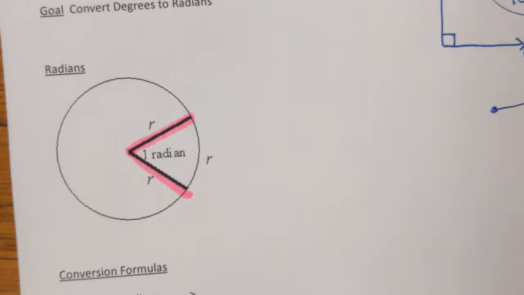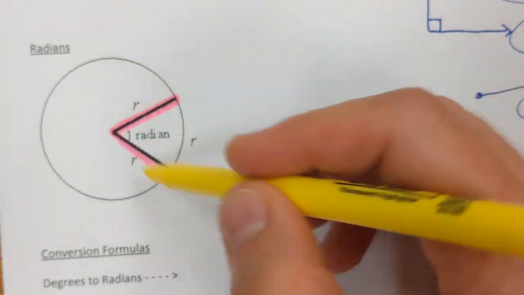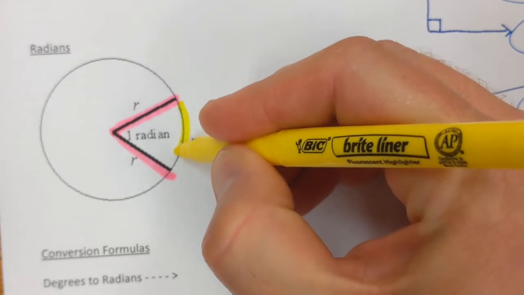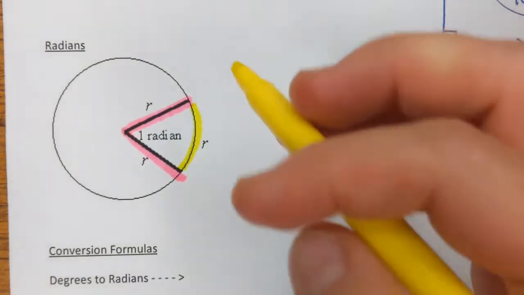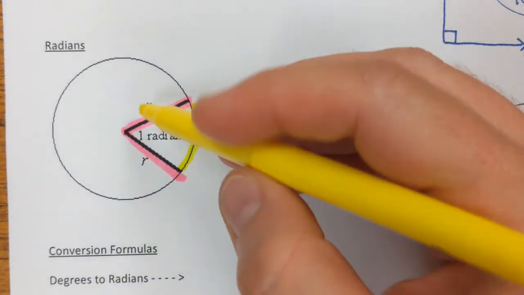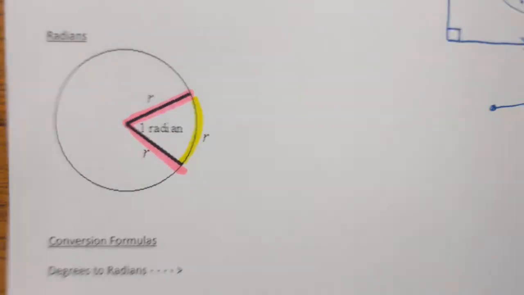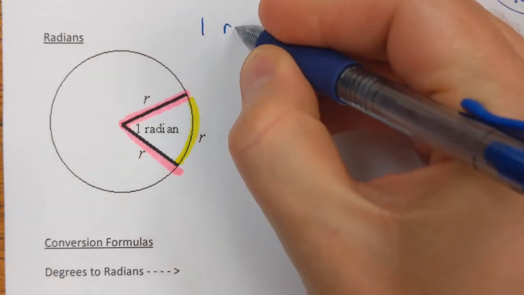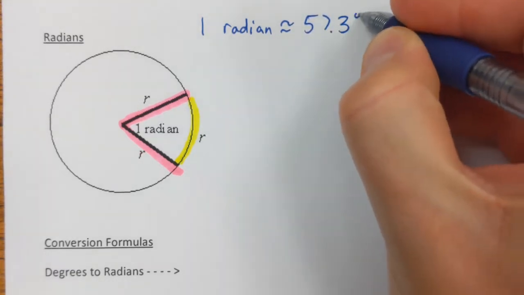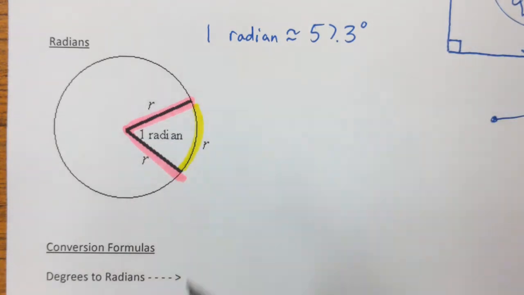A radian is the measure of an inscribed angle inside of a circle, where that causes this arc, the arc of this circle that I'm going to highlight here in yellow. This is the specific angle measure that causes the measure of this arc in yellow to equal the radius of this circle, which is one of these pink lines. And so, a couple things I want to write here. 1 radian is approximately equal to 57.3 degrees. Okay, so it's close to 60 degrees, a little bit less than that. It's 57.3 degrees.